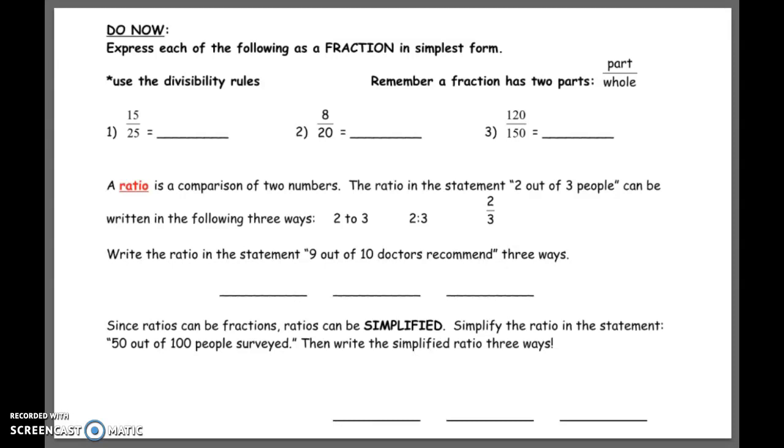So we're going to start Unit 3 review today. I know you hear a lot of birds in the background. I'm sitting outside, so it's fine. Just keep listening to me.